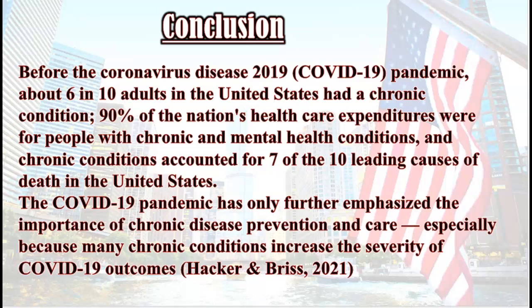And my conclusion. Before the coronavirus disease 2019 pandemic, about 6 in 10 adults in the United States had a chronic condition. 90% of the nation's healthcare expenditures were for people with chronic and mental health conditions, and chronic conditions accounted for 7 of the 10 leading causes of death in the United States. The COVID-19 pandemic has only further emphasized the importance of chronic disease prevention and care, especially because many chronic conditions increase the severity of the COVID-19 outcomes.